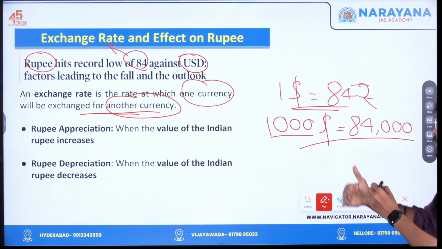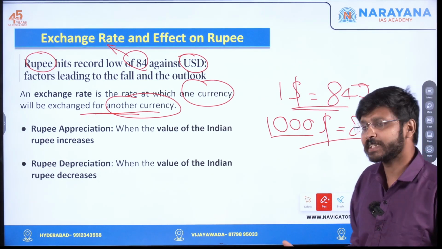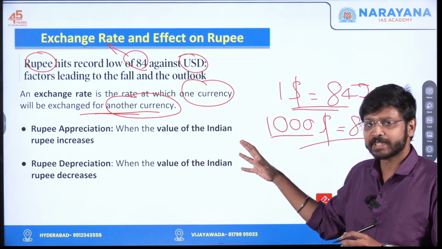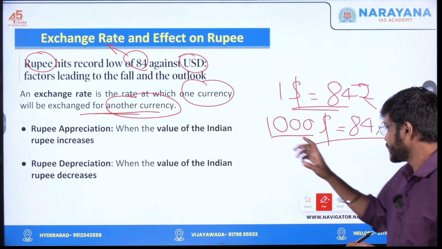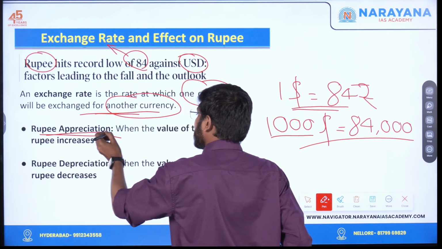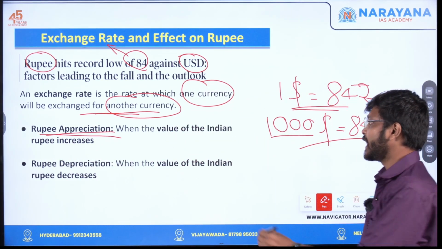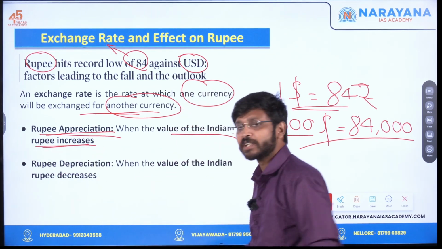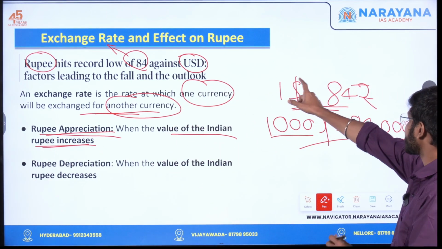Now let's see how this exchange rate is changing. There are many reasons for this, and some of them we will be discussing in this session. Now, rupee is appreciating. Rupee appreciating means the value of Indian rupee is increasing.